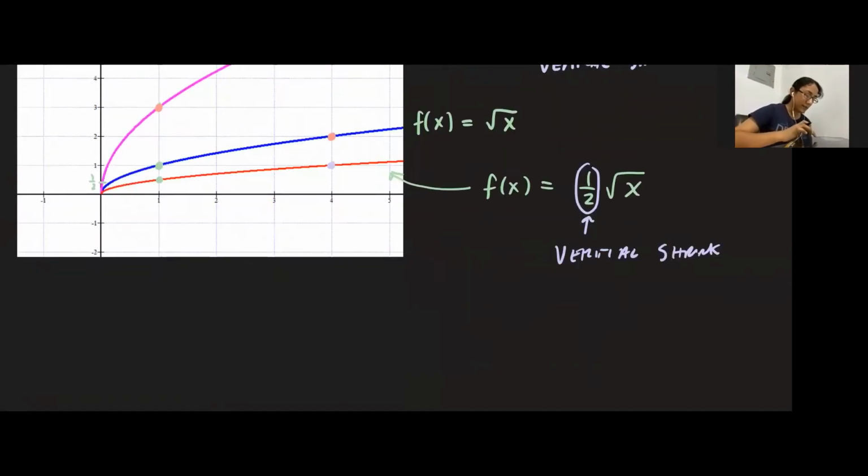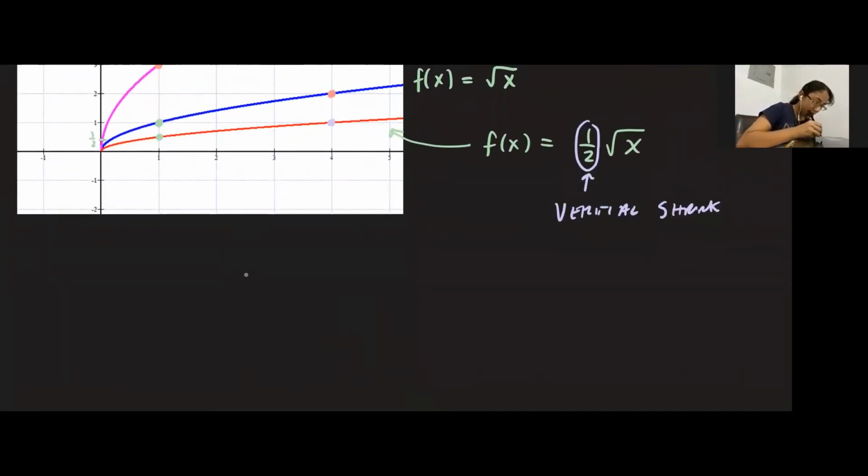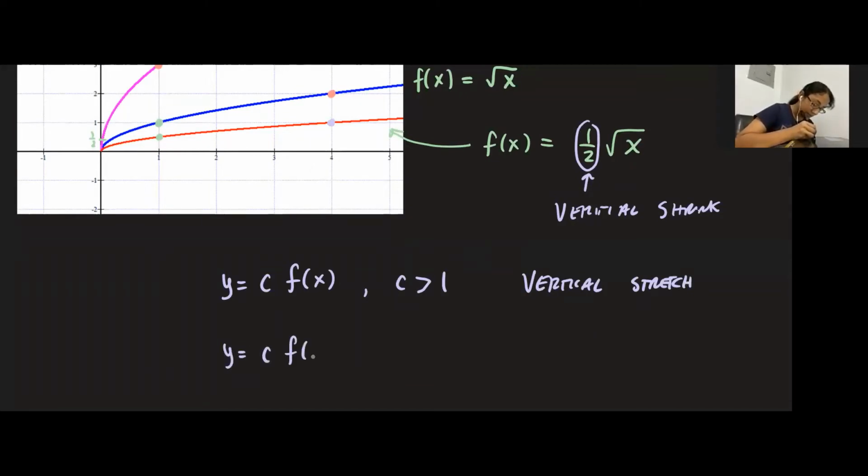Now let's write this down in more general form. So if we have y equals some constant c times the function f of x, and if c is greater than 1, then that's a vertical stretch. And if we are graphing again y equals c times f of x, where c is a fraction, so it's between 0 and 1, then it is a vertical shrink. And that's the illustration we saw right above.